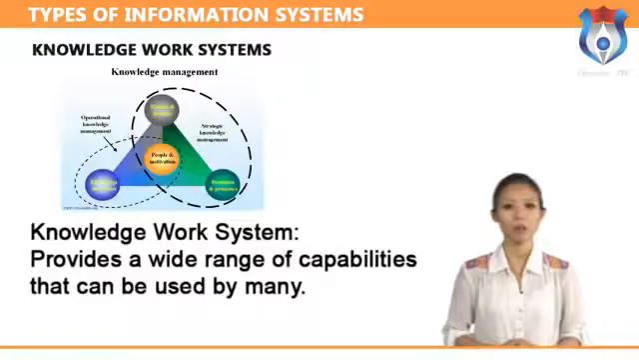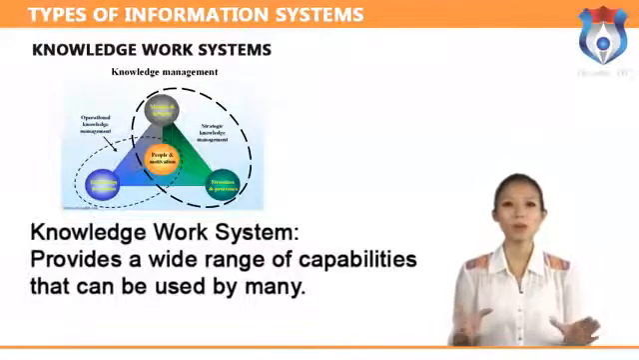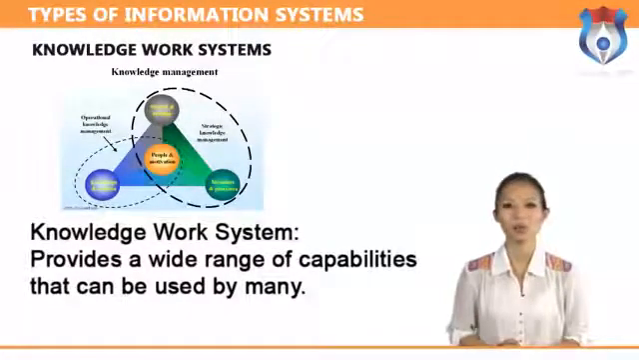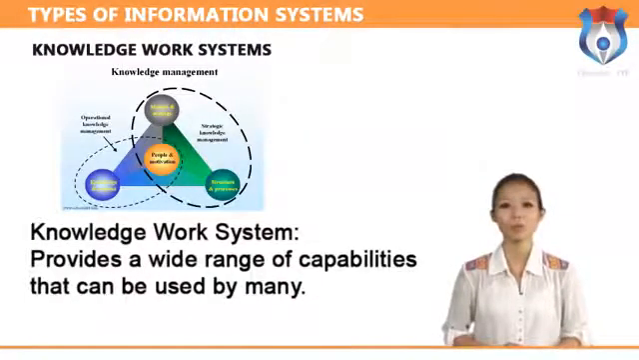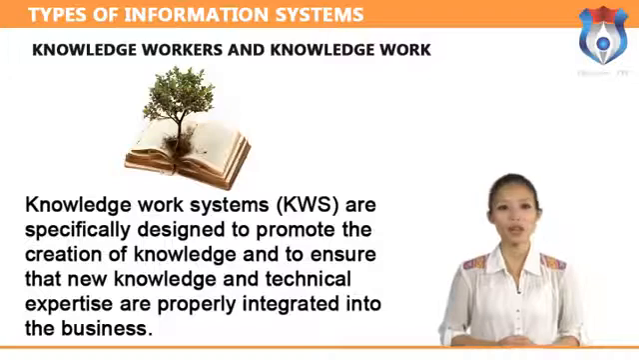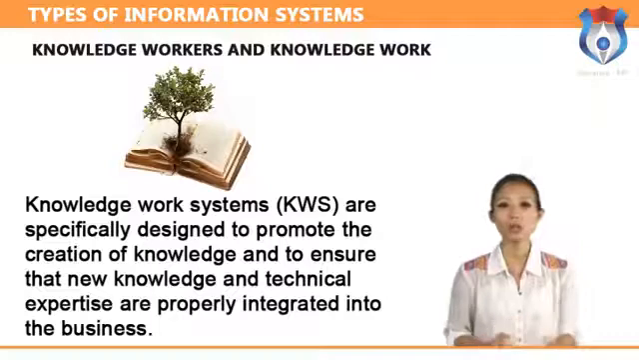They may find the new system hard to use. Knowledge work system. The knowledge work system provides a wide range of capabilities that can be used by many, if not all, the workers and groups in an organization. Firms also have specialized systems for knowledge workers to help them create new knowledge for the firm. Knowledge workers and knowledge work. Knowledge workers are those who primarily create knowledge and information for the organization, including researchers, designers, architects, scientists, and engineers. They usually have high levels of education and membership in professional organizations and are often asked to exercise independent judgment as a routine aspect of their work.